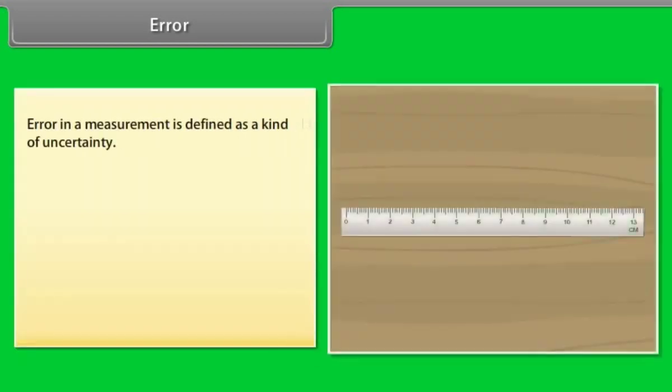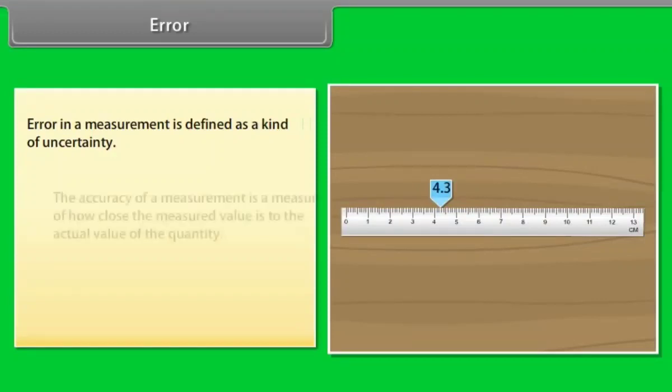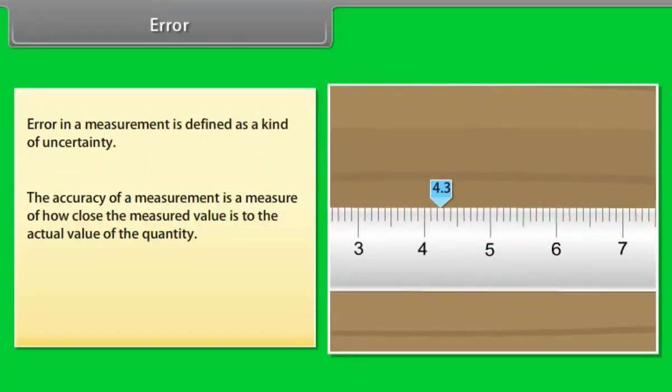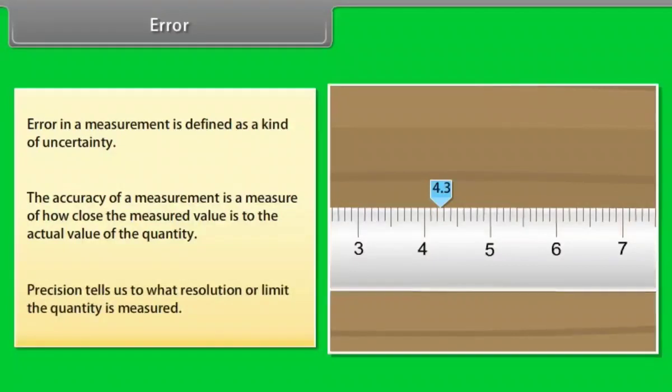Error. The result of every measurement by any measuring instrument contains some uncertainty. Error in a measurement is defined as a kind of uncertainty. The accuracy of a measurement is a measure of how close the measured value is to the actual value of the quantity. Precision tells us to what resolution or limit the quantity is measured. There are three kinds of errors.